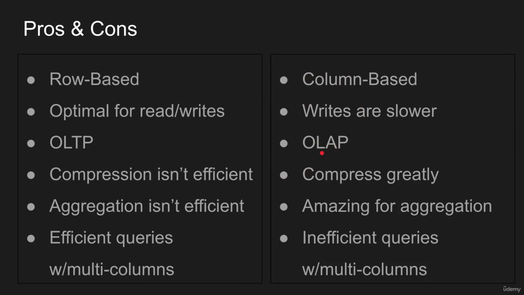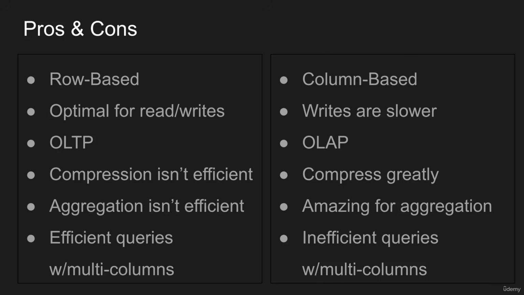They're perfect for online analytical processing. So if you're doing analysis, you're not writing, perfect for column oriented databases. It compresses greatly because all similar samples are together, so the compression algorithms can do magic on these things and compress them. Amazing for aggregation. We saw it, beep brr, done. That was amazing, I gotta admit. And finally, it's inefficient for queries with multiple columns.